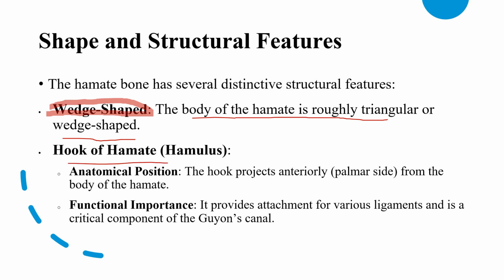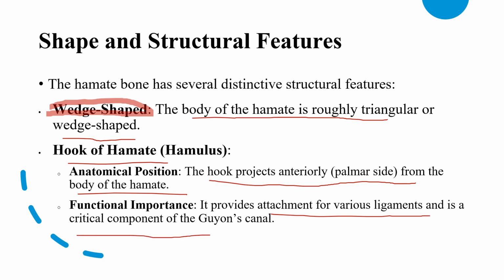The hook of hamate projects anteriorly, on the palmar side, from the body of the hamate. This is a very important structure because it provides attachment to various ligaments and forms part of Guyon's canal. Guyon's canal is an important structure present in our wrist.